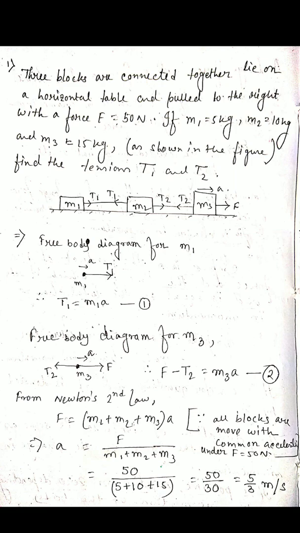In this numerical, one figure is given with three blocks, M1, M2 and M3, and their masses are also given. They are connected together and lie on a horizontal table, and they are pulled to the right side with a force F of 50 Newton. We have to find T1 and T2.